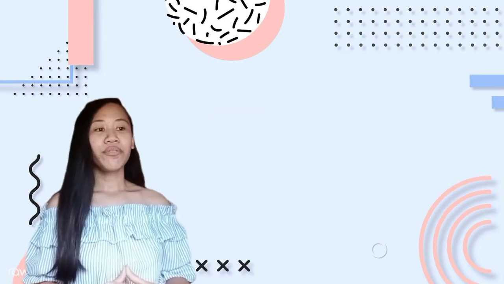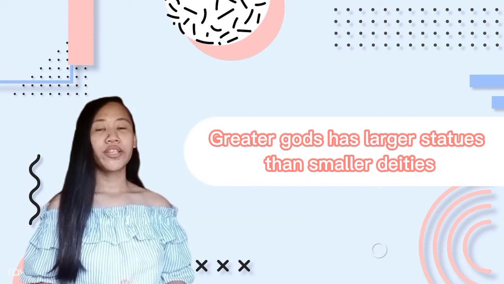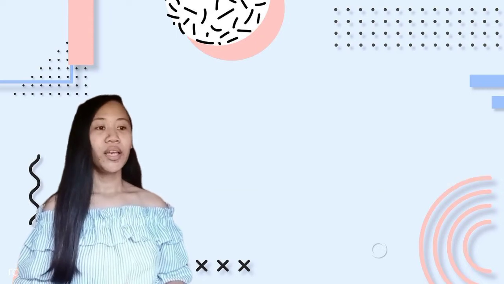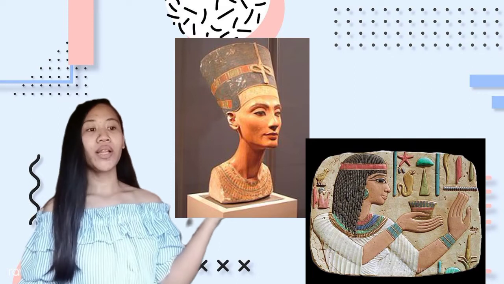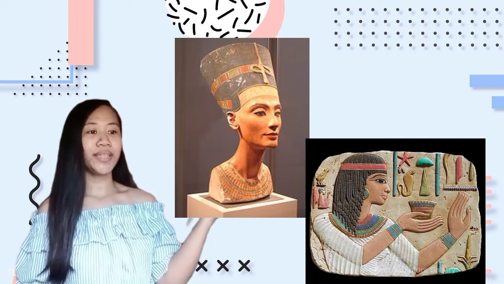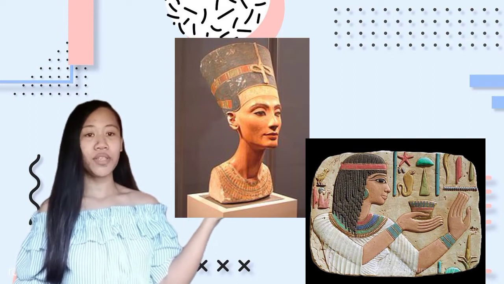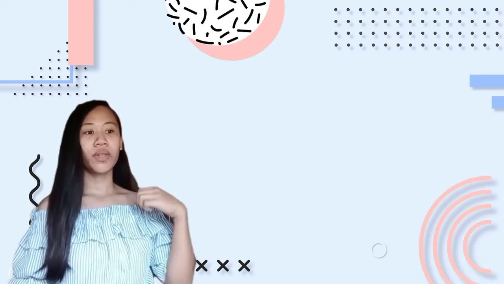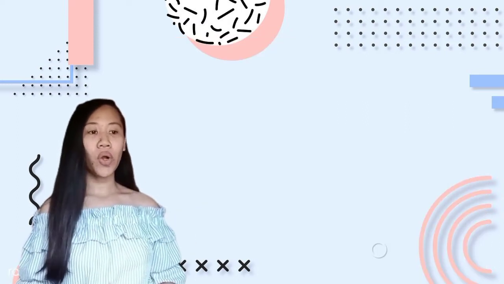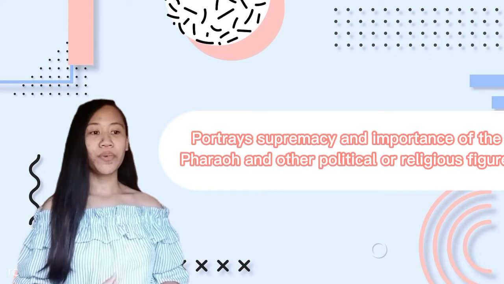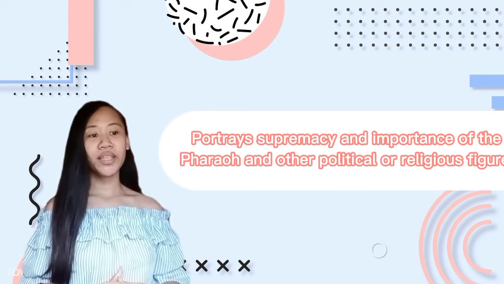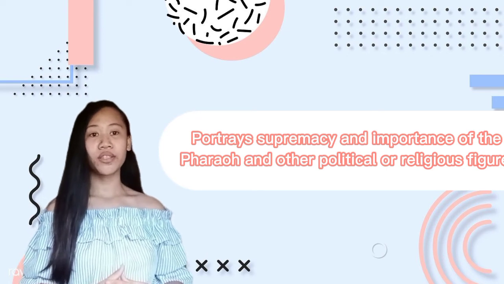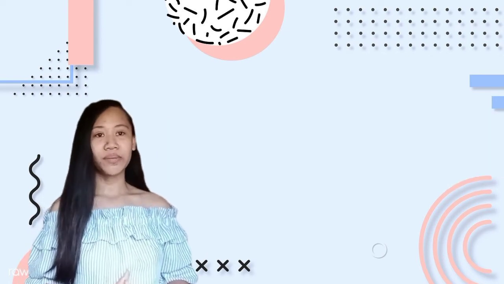The statues of the greater gods used to be larger than those of the smaller deities. The sculptures and paintings of ancient Egypt all have very finely and precisely carved faces and physical features. Egyptian art also portrays the supremacy and importance of the Pharaoh and other political or religious figures. Here is an example.